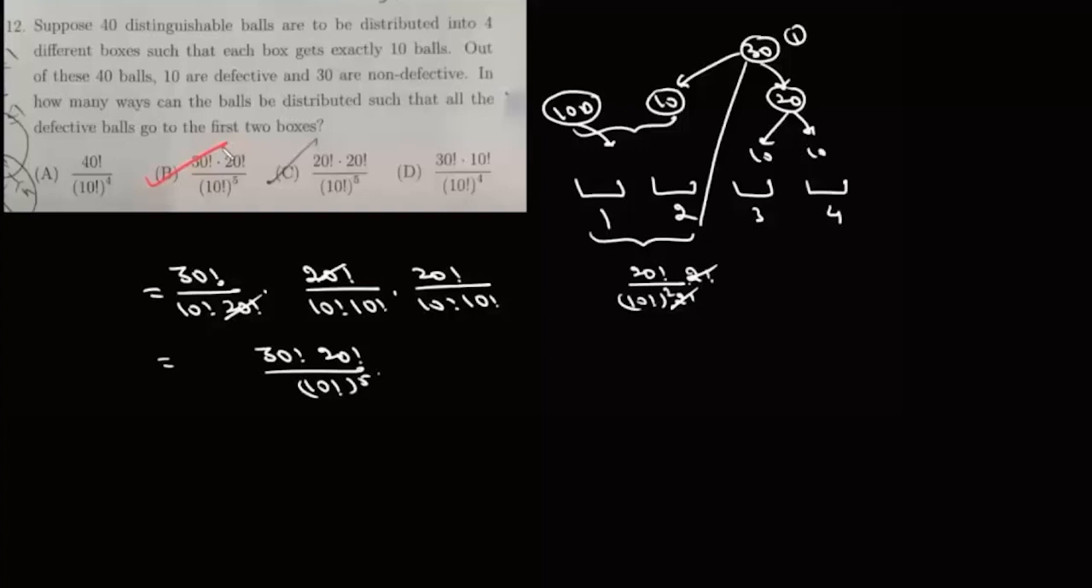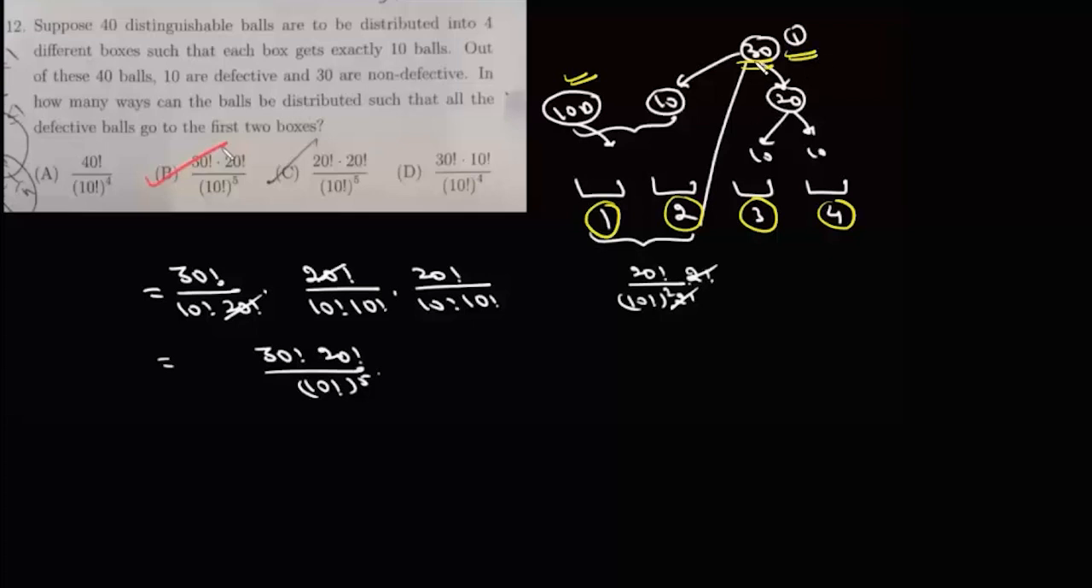Now let us say we have 4 boxes, namely 1, 2, 3 and 4. The defective balls can only go to box 1 and 2. So all the defective balls are already here. Now for 1 and 2 we need 10 more balls. So now we are left with 30 balls which are to be distributed as 10 and 20: 10 for this group and 20 for the group containing 3 and 4. So first we have to distribute these 30 balls in 2 parts.